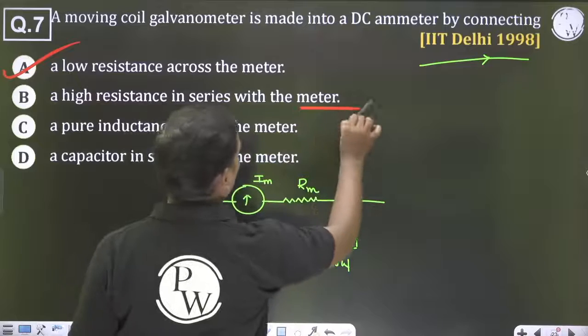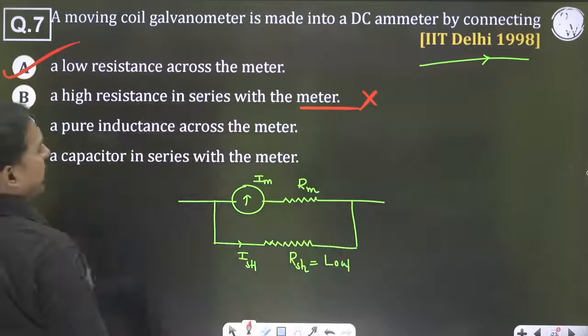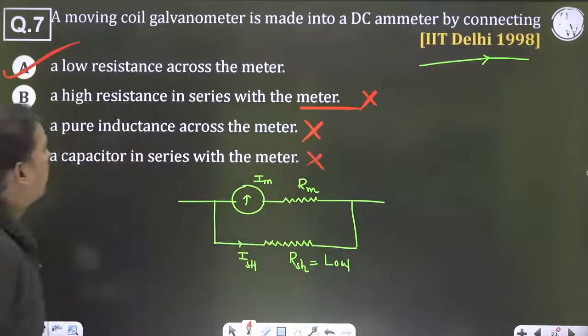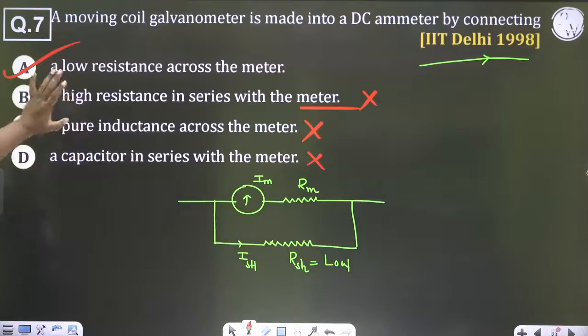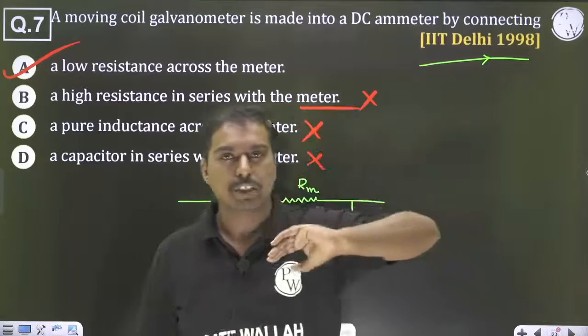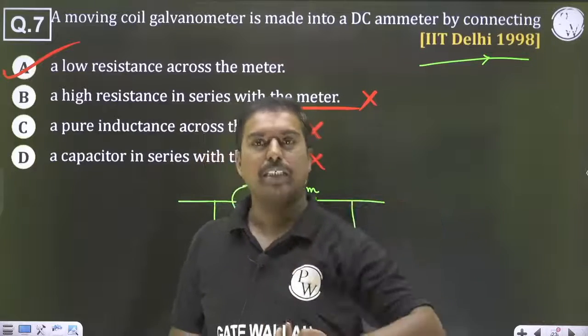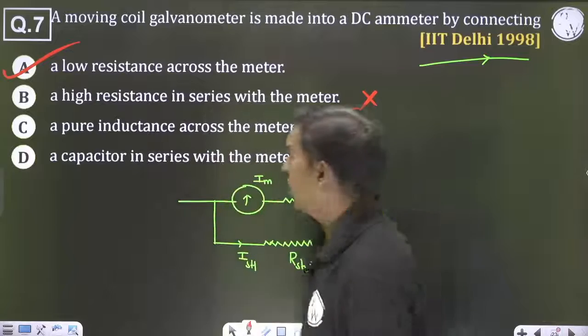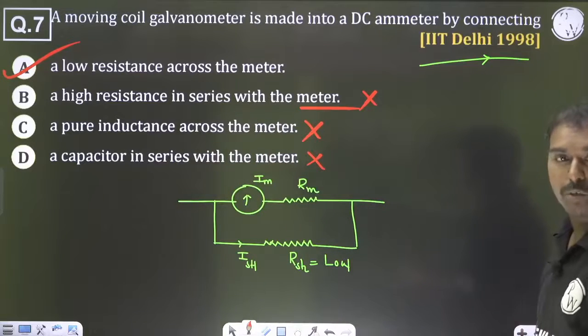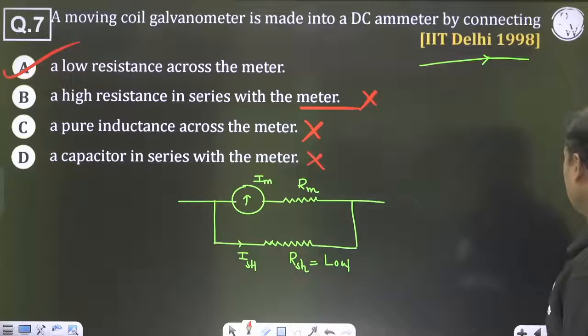No, this is for a voltmeter. A pure inductance? There is no question of inductance here. A capacitor is also wrong. So the right answer is a low resistance across the meter. That is the shunt. All shunt elements must be low so that they can be connected across and maximum current is bypassed. This is a very good question, and theoretically they are asking conceptual questions. Keep that in mind. Next.